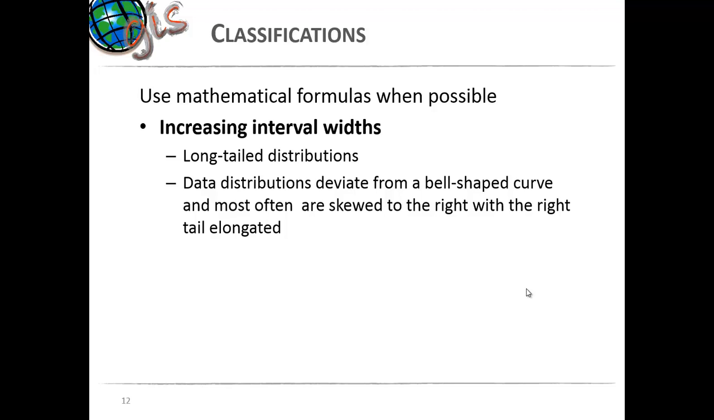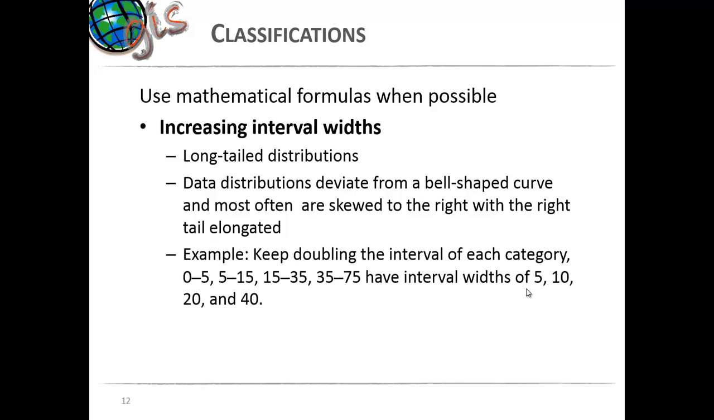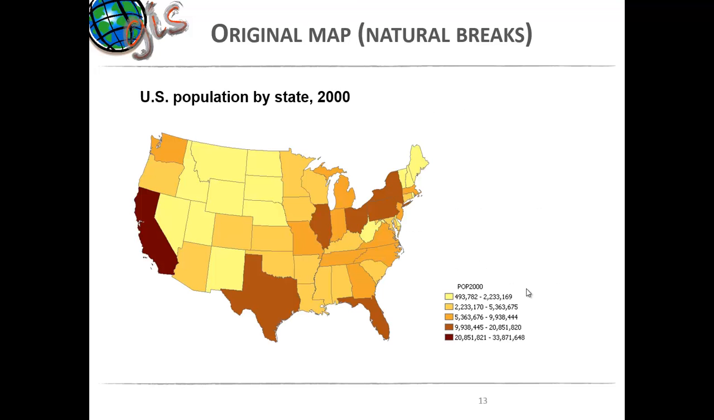So you can look at a histogram and see whether it is skewed to the right or the left with an elongated tail, and then you can keep doubling the interval of each category and have interval bits of 5, 10, 20 and 40 or something like that. Again, you have to examine the data to identify the best classification system.